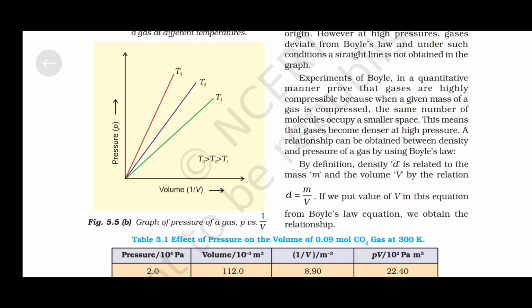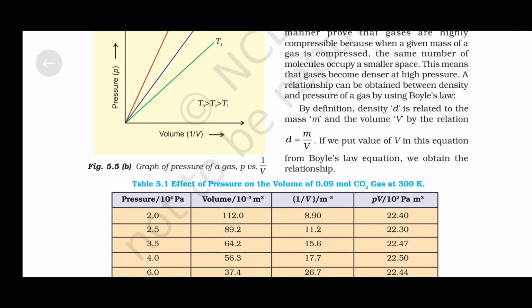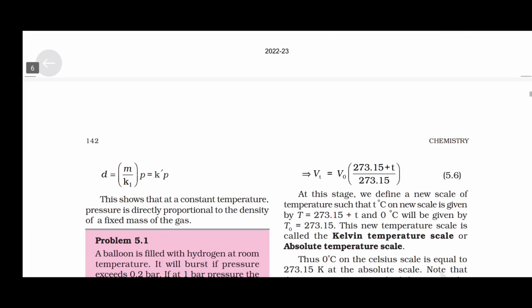This means that gases become denser at higher pressure. A relationship can be obtained between density and pressure of a gas by using Boyle's law. By definition, density d is related to mass m and the volume V by the relation d is equal to m by V. If we put the value of V in this equation from Boyle's law equation, we obtain the relationship d is equal to m upon k1 into P is equal to k' P. This shows that at a constant temperature, pressure is directly proportional to the density of a fixed mass of the gas.